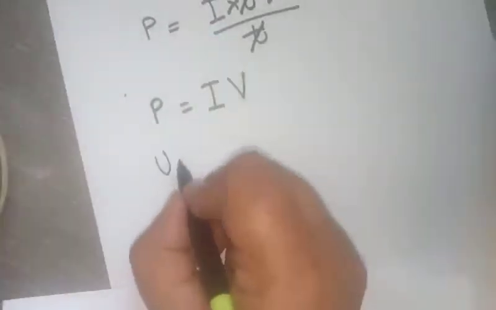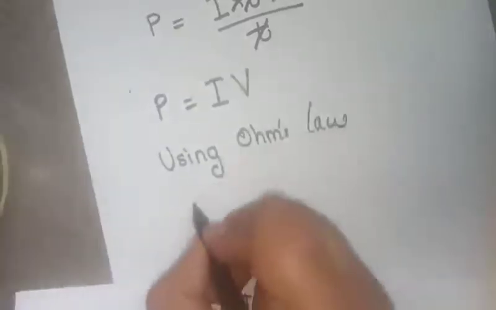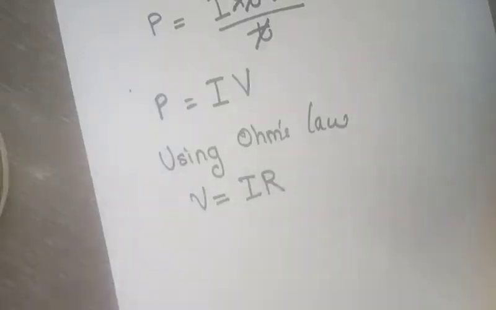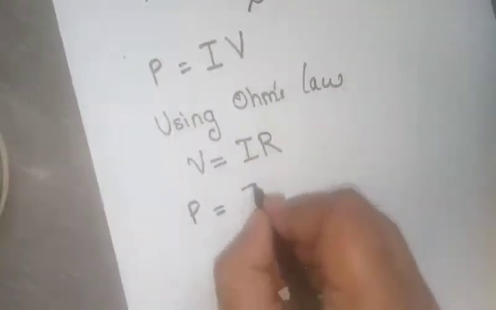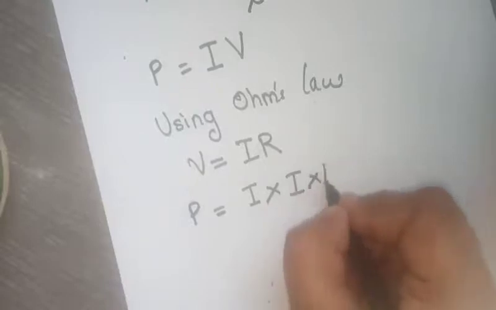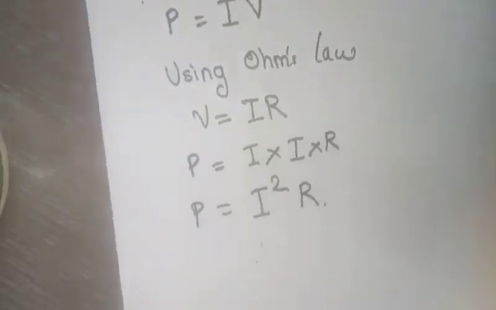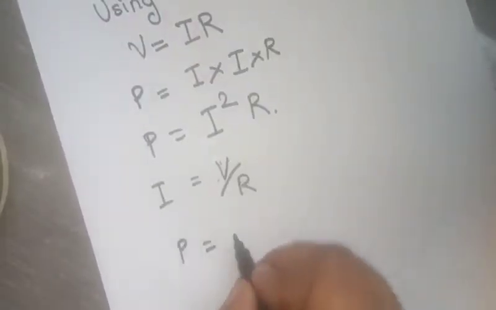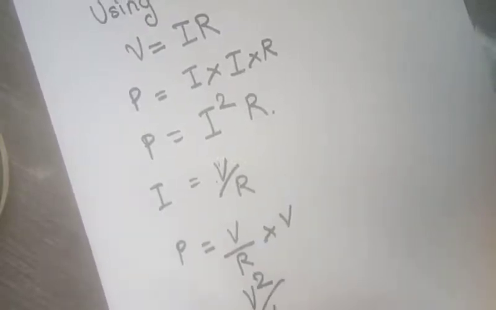Using Ohm's law, V is equal to I into R. Substituting the value of V in the above equation, we get P is equal to I into I into R, that is, P is equal to I square R. Again using Ohm's law, we know that I is equal to V by R, so P is equal to V by R into V. Hence P is equal to V square by R.